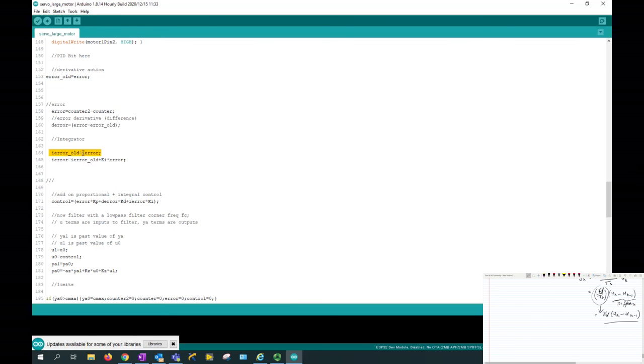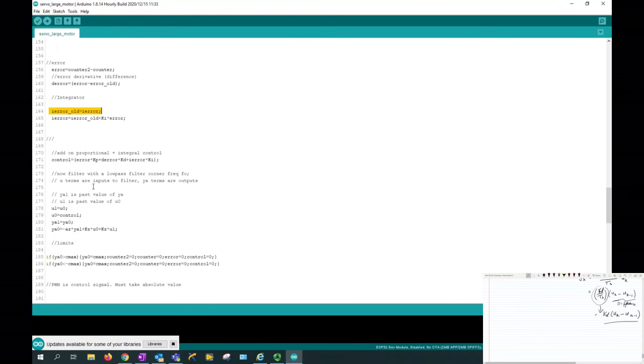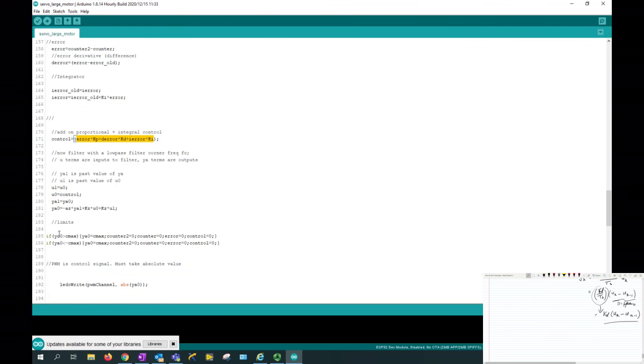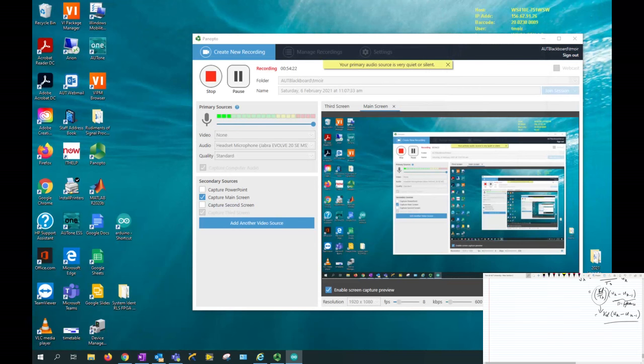So say the old integral of the error is equal to the integral of the error, and then there's a new one there. And then you just add them all together: error times Kp plus difference of the error times Kd plus integral of the error times Ki. That gives you the control. And then you pass that into your digital filter if you want the derivative action. I hope you can see that.